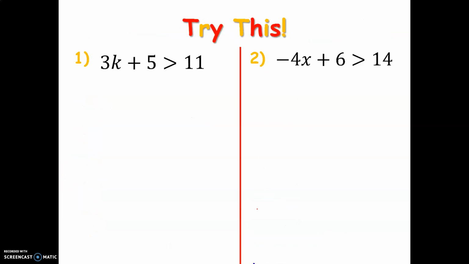Now it's your turn to try. Try these two problems. 3k plus 5 is greater than 11, and negative 4x plus 6 is greater than 14. Pause the video, give it a try. Check in with a neighbor or with the teacher.